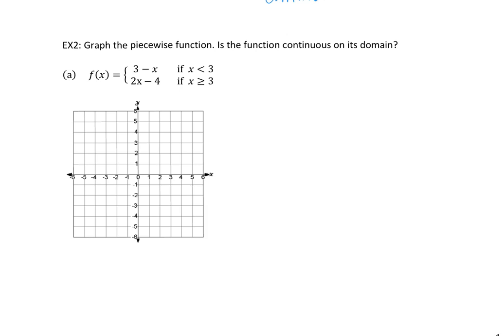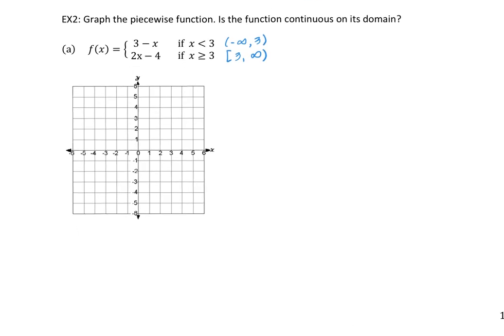This first inequality, x less than 3, would correspond to the interval from negative infinity to 3. And then we don't include 3 because it's strictly less than, so it'd be a parenthesis. X greater than or equal to 3 would be starting at 3, and we go to positive infinity. So we have two pieces to our graph. One piece of the graph will be from negative infinity to 3. The other piece will be from 3 to positive infinity. So let's go ahead and write our equations.